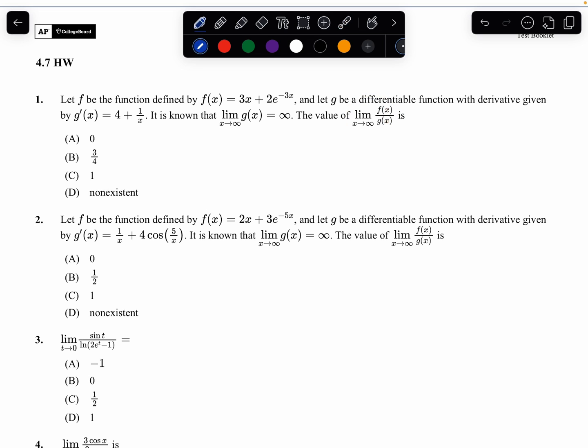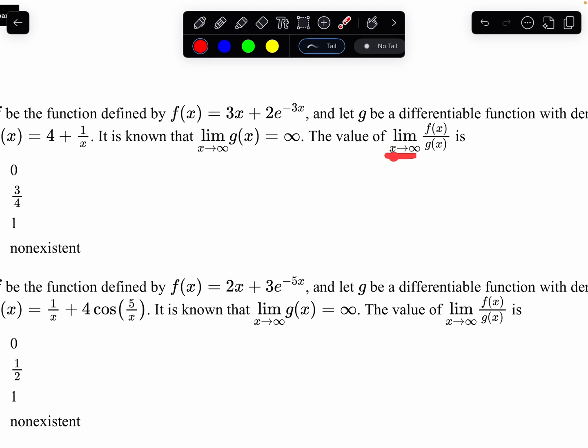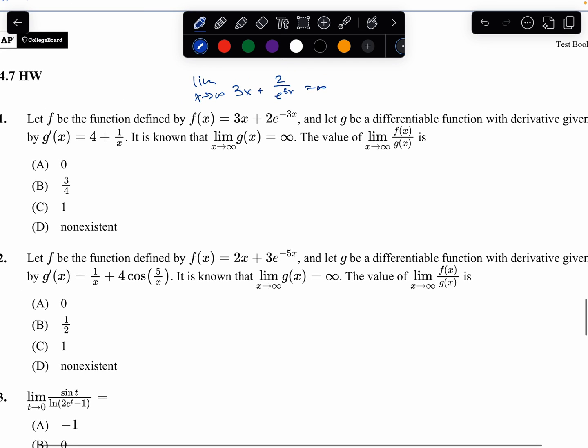So basically what we can say here is the limit as x approaches infinity of f of x. Well, here's f of x. So this will be infinity. You can rewrite f of x as 3x plus 2 over e to the 3x. And the limit as x approaches infinity of this expression is definitely going to be infinity. At infinity, because e to the 3x has greater magnitude than 2, this will become 0. But overall, it just is infinity because of the 3x. So this is equal to infinity. Thus, we can use L'Hopital's rule.